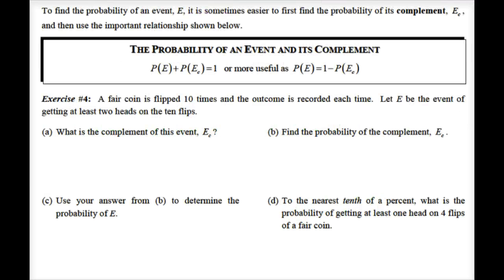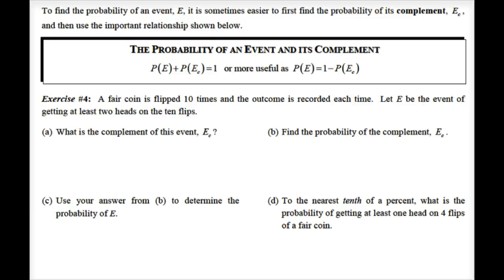Now, moving along, we're going to talk about something called the complement. To find the probability of an event is sometimes easier if we find its complement, and then use the relationship. The probability of an event plus the probability of its complement is always 1. More useful, which is what we see all the time, is that the probability of an event is 1 take away the probability of the complement of that event. So let's see what this looks like in exercise 4.